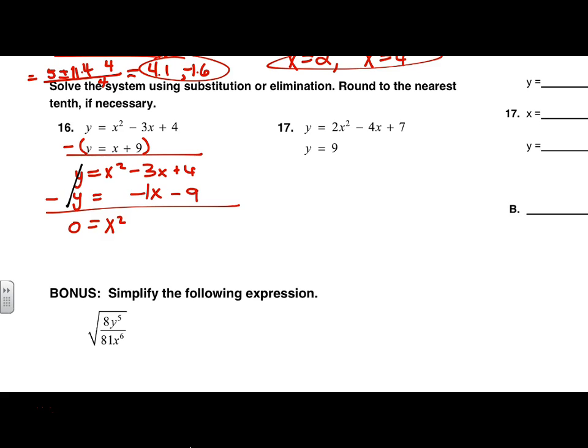Close. Negative 3 take away 1. Think negative 3 plus negative 1. Negative 3 plus negative 1 is negative 4. And then 4 minus 9 is negative 5.